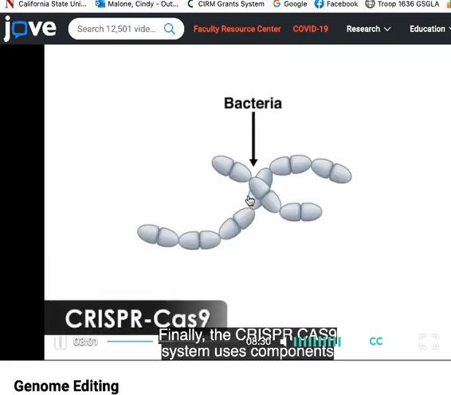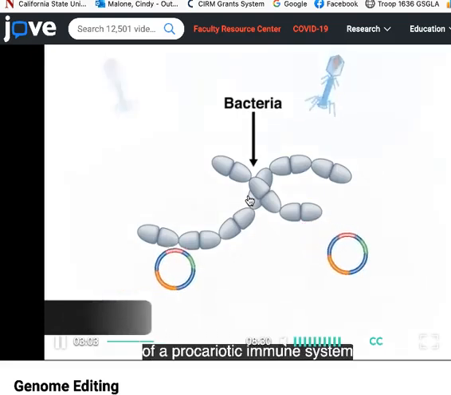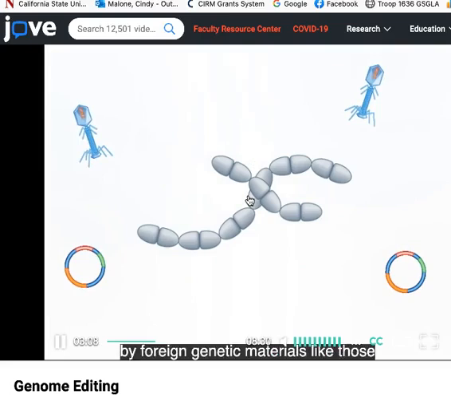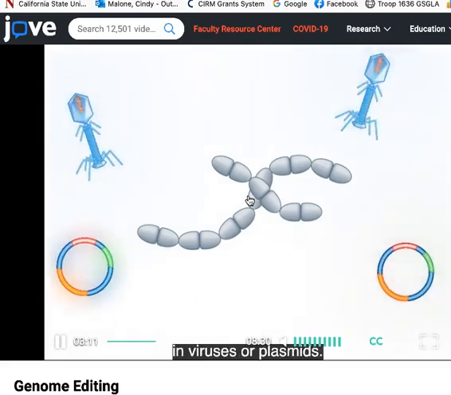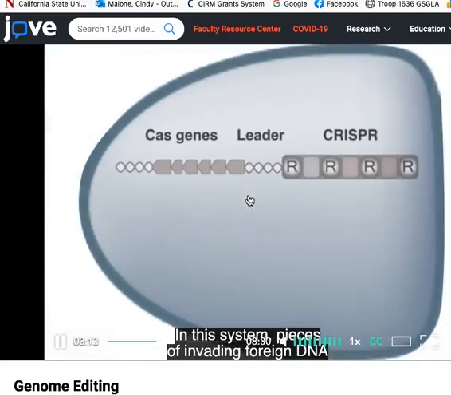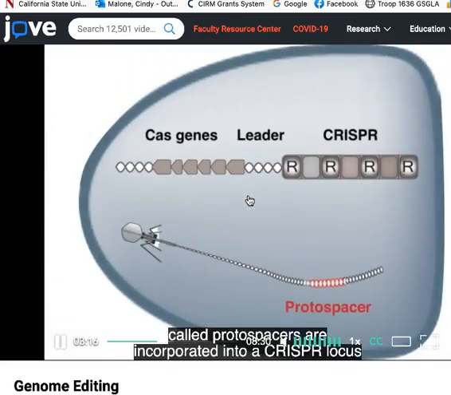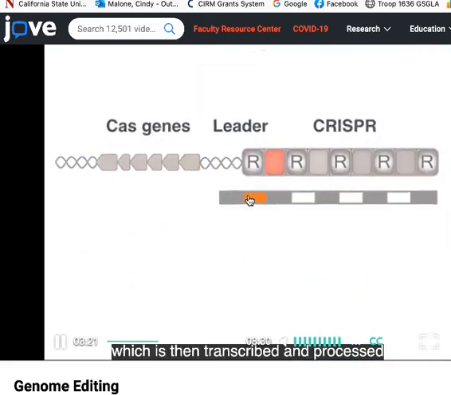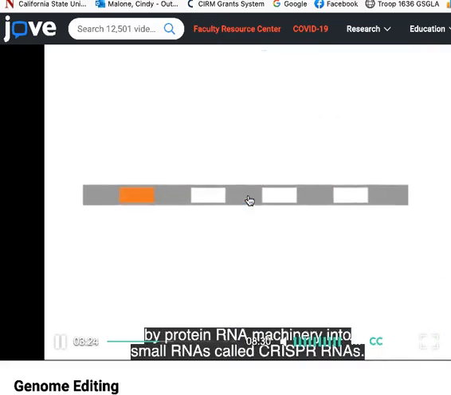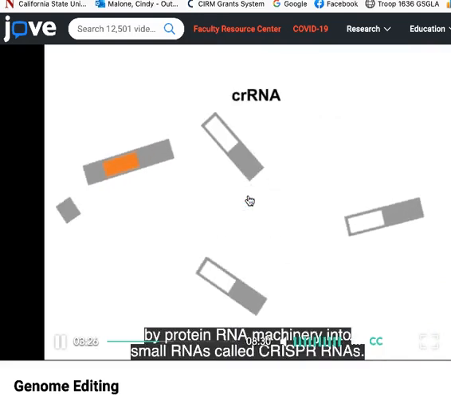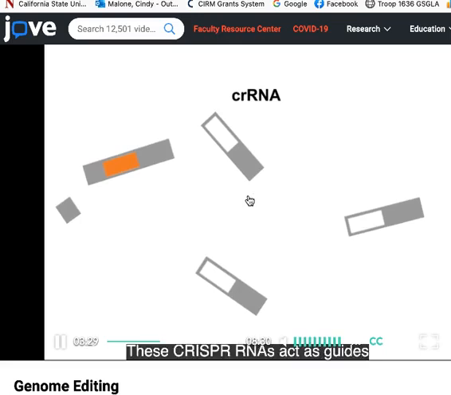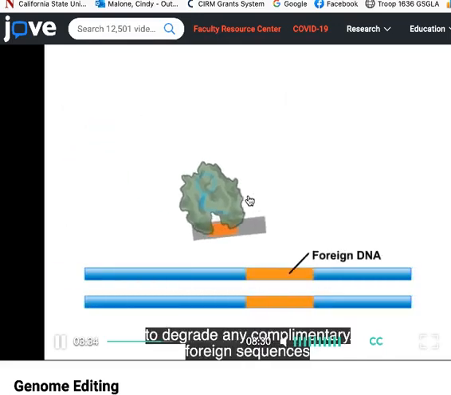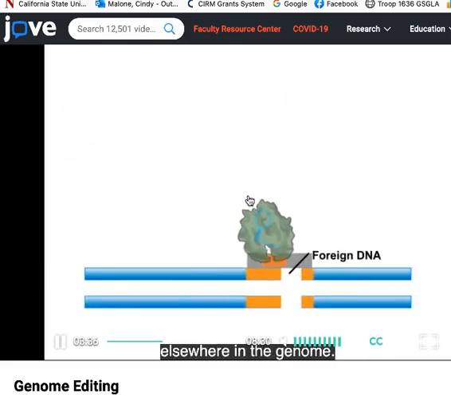Finally, the CRISPR-Cas9 system uses components of a prokaryotic immune system that normally protects its host against incursion by foreign genetic materials, like those in viruses or plasmids. In this system, pieces of invading foreign DNA called protospacers are incorporated into a CRISPR locus, which is then transcribed and processed by protein RNA machinery into small RNAs called CRISPR RNAs. These CRISPR RNAs act as guides to recruit the Cas9 endonuclease to degrade any complementary foreign sequences elsewhere in the genome.